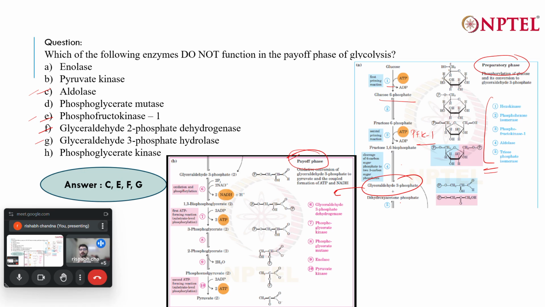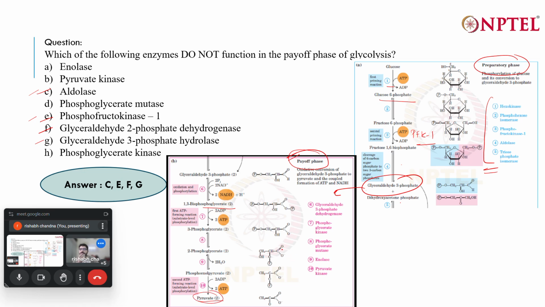Now after this, the payoff phase starts, and glyceraldehyde 3-phosphate is converted to 1,3-biphosphoglycerate by the enzyme glyceraldehyde 3-phosphate dehydrogenase. Then further, 1,3-biphosphoglycerate is converted to 3-phosphoglycerate by phosphoglycerate kinase. Then 3-phosphoglycerate is isomerized to 2-phosphoglycerate by phosphoglycerate mutase, and then 2-phosphoglycerate is converted to phosphoenol pyruvate by enolase. Then phosphoenol pyruvate is finally converted to pyruvate by the enzyme pyruvate kinase.